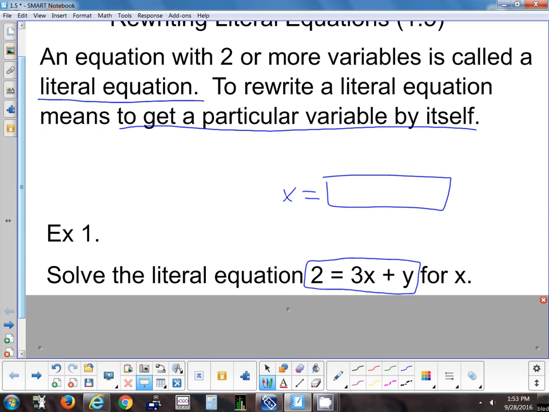Okay, what's preventing the x from being by itself right now? Two things. Yep, Liam? The number that it's hooked up to and the y. And the y. Okay, both of those things are preventing x from being by itself. So do you want them to solve for x in this one or solve for y?